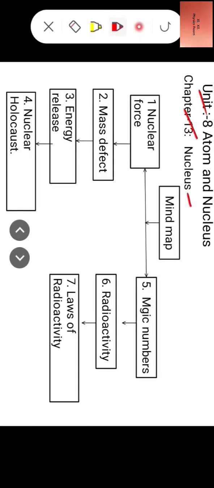Now what is the strategy developed to learn this chapter? Here is the mind map. First, we'll take up the topic of nuclear force. Second, mass defect. Third, energy release. Fourth, nuclear holocaust. Fifth, magic numbers. Sixth, radioactivity. And last, seventh, laws of radioactivity. So these are the 7 topics which we are going to learn in this chapter. Now we'll take up one by one.